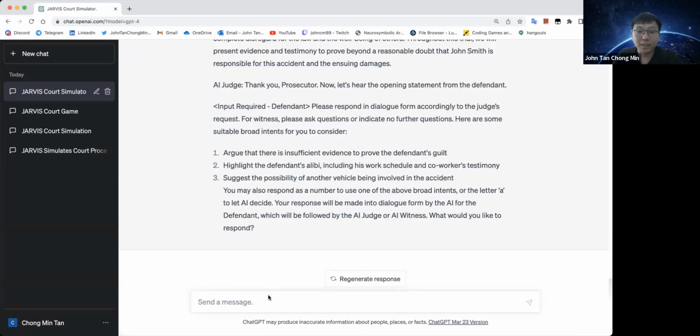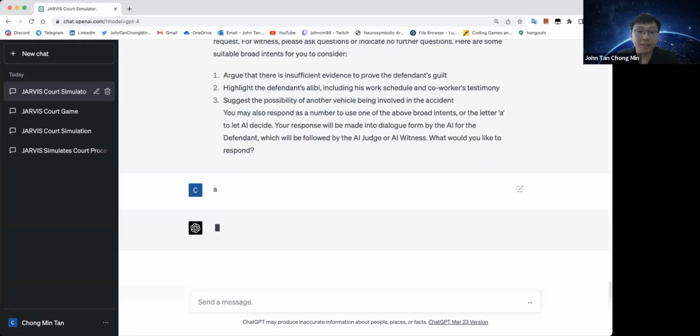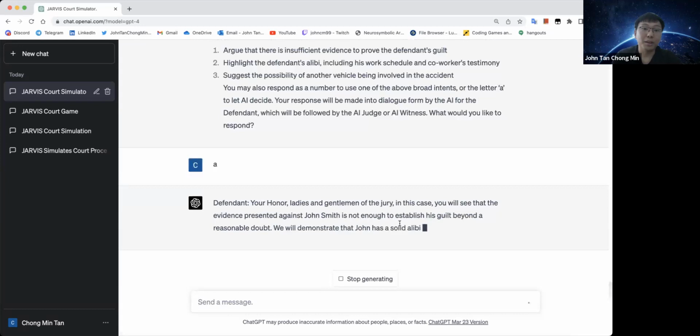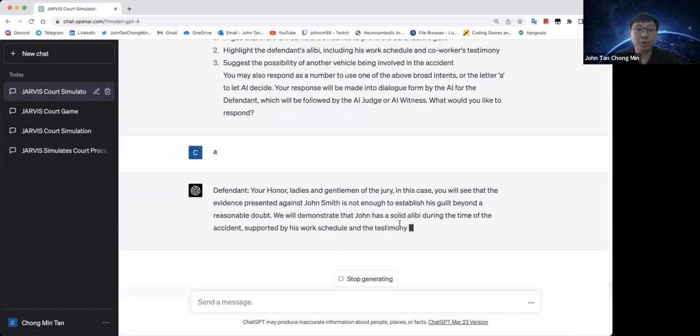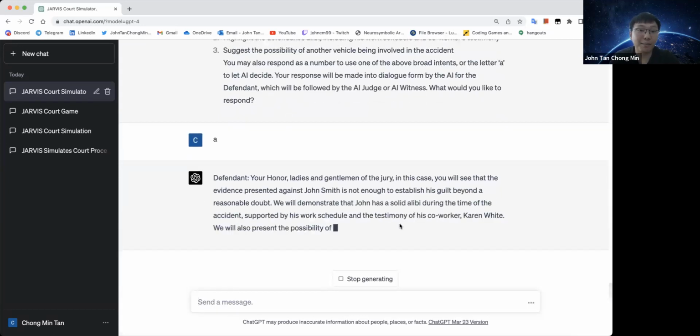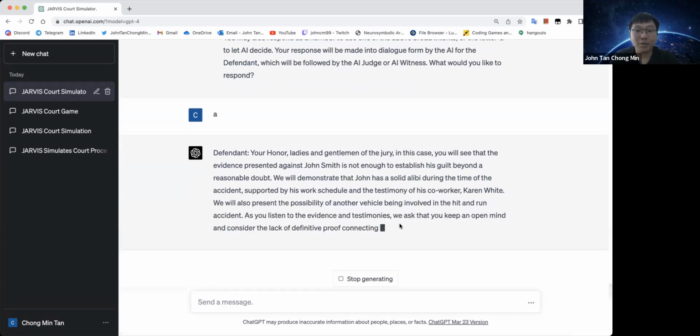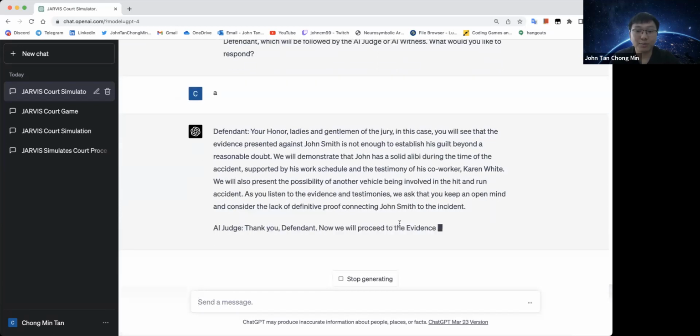So let's take a look over here. Let's just let the AI do it with the letter A. All right, so in this case, let's try to use some words ourselves, because the AI now will be a very competent lawyer. As you know, GPT-4 can pass the bar exam, and it's actually quite good at arguing stuff. So I think it's going to be very difficult to win.